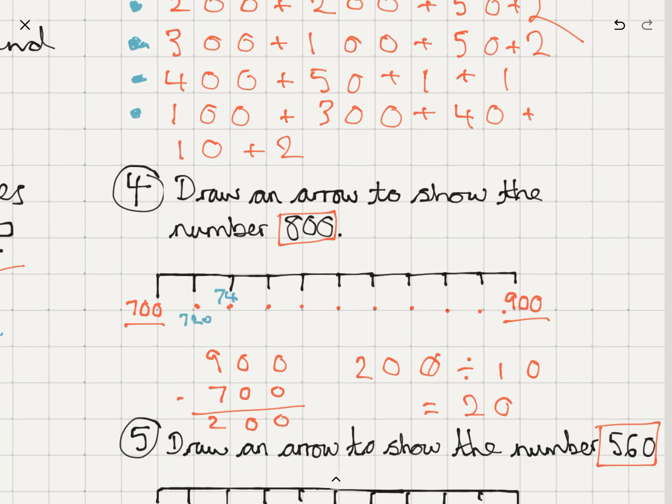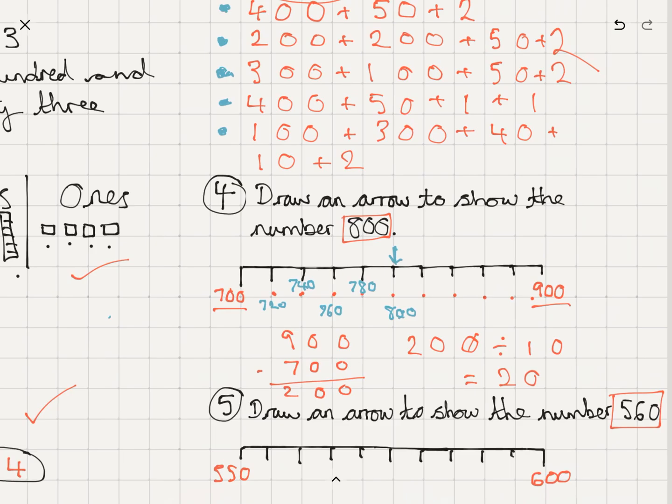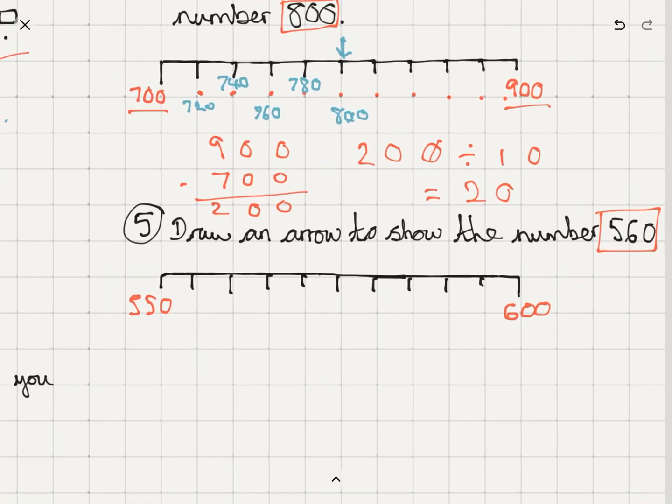So 720, 740, 760, 780, 800. So our arrow should be pointing here, which is actually bang in the middle. Okay, so 5 dots in. Well done if you got that correct. I know it can be tricky with timelines, sorry, number lines, but don't worry, we shall continue practicing with it.